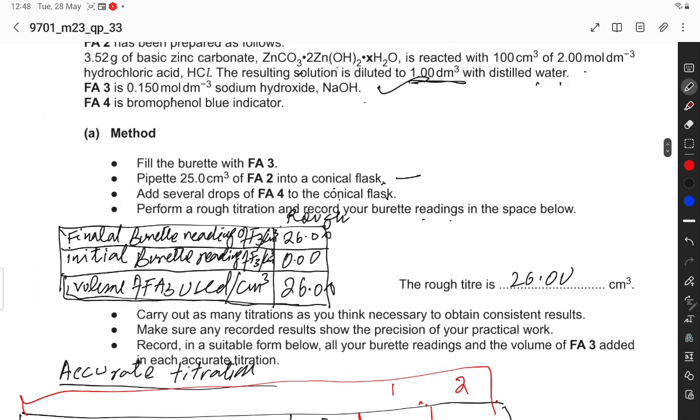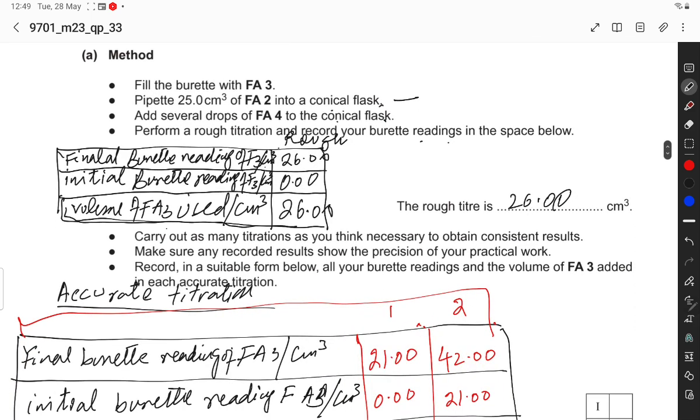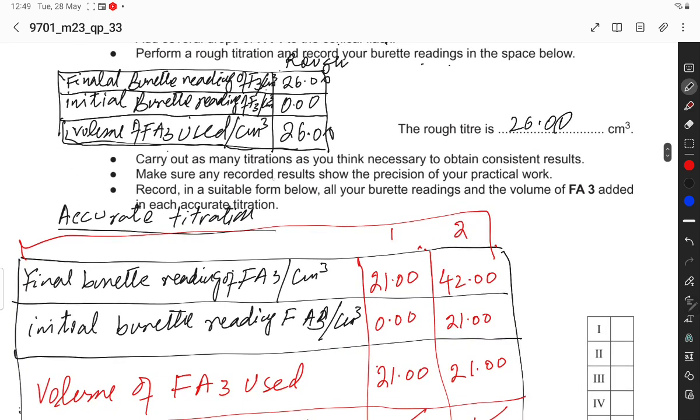So first, for rough titration, final burette reading of Fa3 and write down the unit over here, centimeter cube. Initial burette reading of Fa3, centimeter cube. So this is 0.00. Volume of Fa3 used is 26.0. So the rough titer is 26.00. Carry out as many titrations as you think necessary to obtain consistent results. Make sure any recorded results show the precision of practical work.